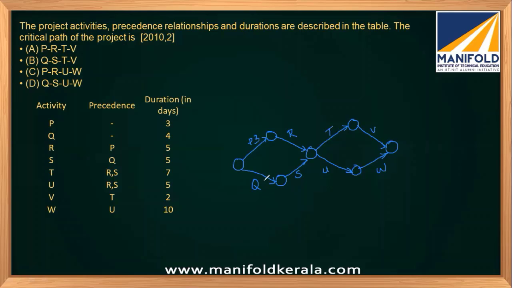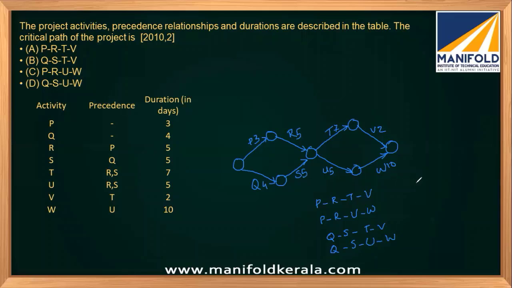P is 3, Q is 4, R is 5, S is 5, T is 7, U is 5, V is 2, W is 10. Now, how many possible paths are there? P, R, T, V; P, R, U, W; Q, S, T, V; Q, S, U, W.